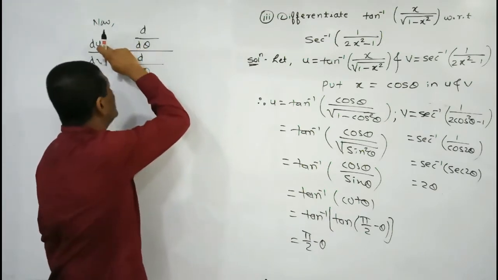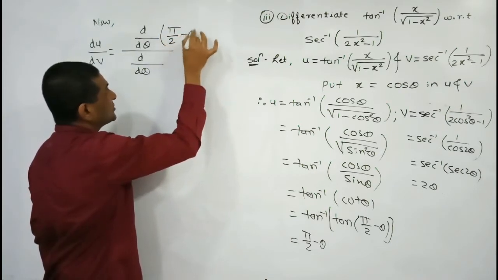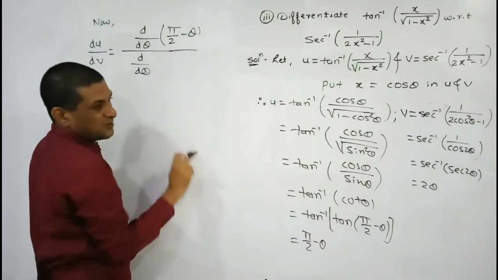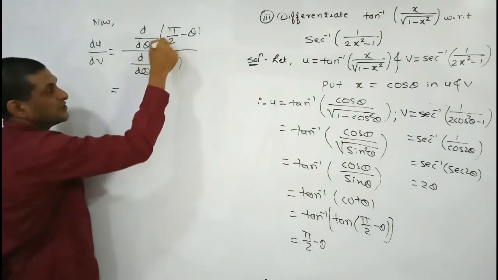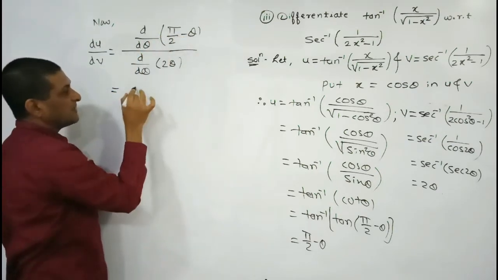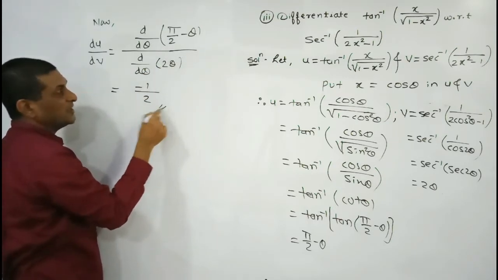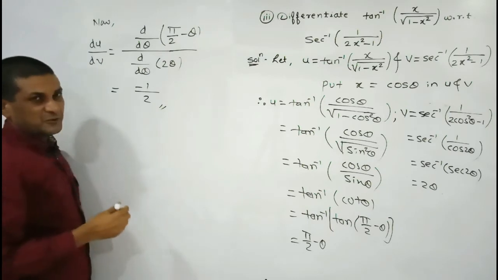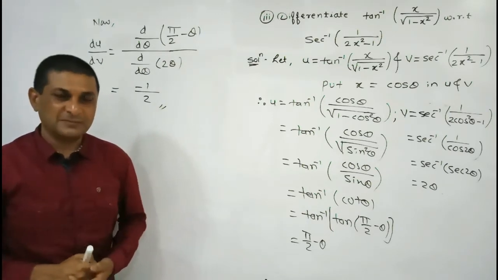So replace u by its value. What is the value of u? Pi by 2 minus theta. And what is the value of v here? 2 theta. So what is the derivative of pi by 2? 0, and the derivative of minus theta is minus 1. The derivative of 2 theta will be equal to 2. So minus 1 by 2 is the value of our required differentiation.